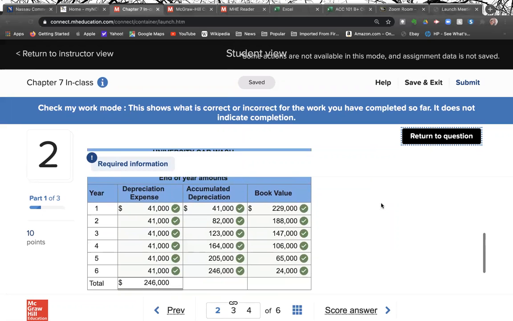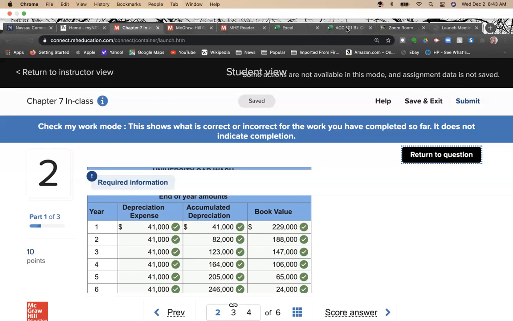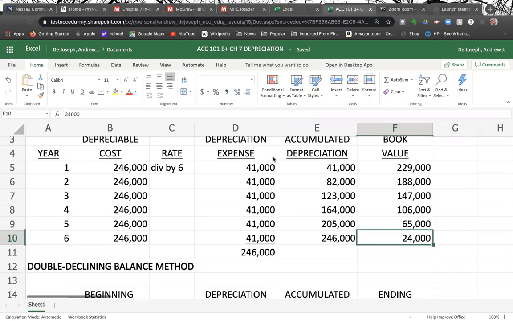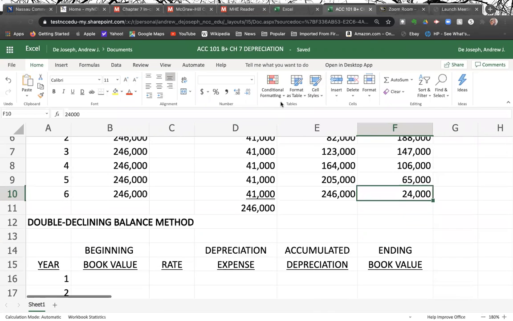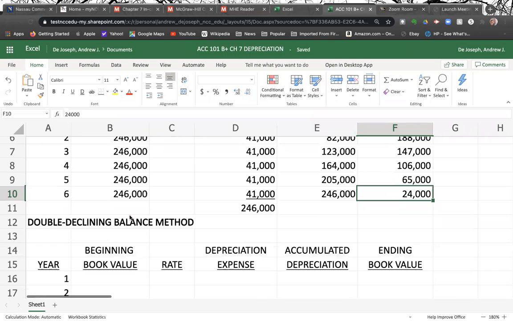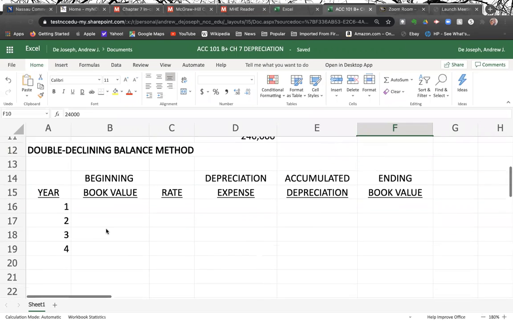right? But remember, when you're doing the problems on the computer, you know, they're looking for certain answers. So to get to this, you really needed to know how to do this, right? Okay. Now, the next method they wanted was declining balance, double declining balance.